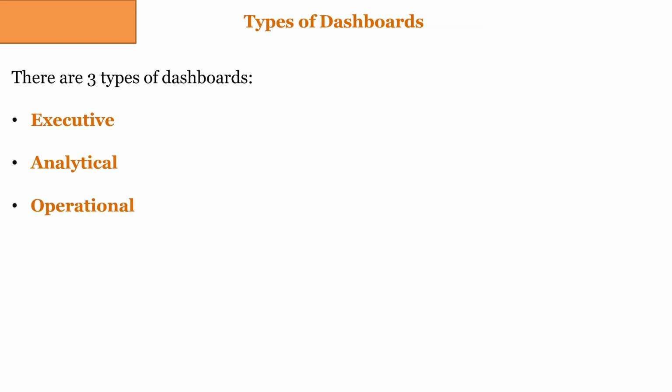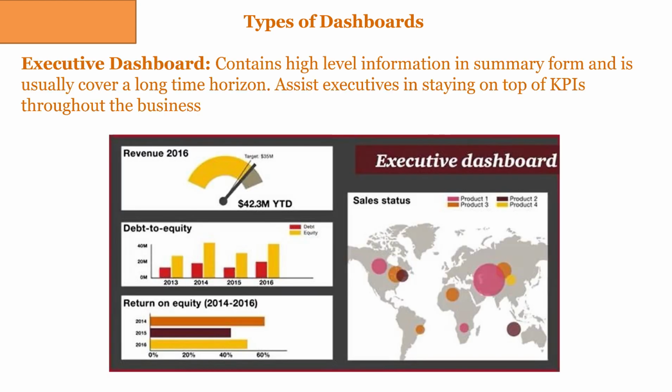There are 3 types of dashboards. There are a bit more now, but these 3 are what I'm going to focus on. We have the executive dashboard, we have the analytical dashboard, and we also have the operational dashboard. So executive dashboards contain high-level information in summary form, and it usually covers a long time horizon. So they assist executives in staying on top of key performance indicators throughout the business, right? So these are things that assist executives to be able to stay on top of business.